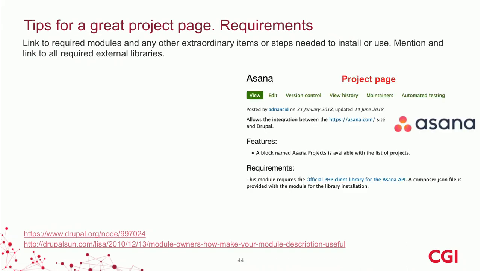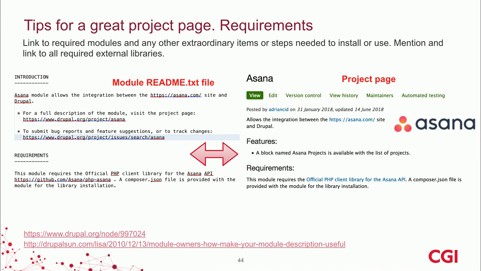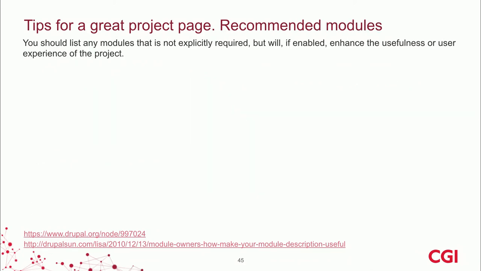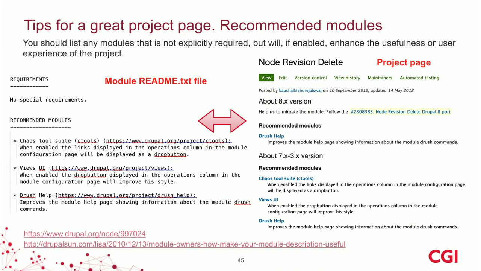The requirement for your module is a section inside the README file. So you only need to go to your README file and copy your requirements, because your module may need, in this case for the Asana project, one additional library. You copy and paste and maybe add a little formatting, and you have your requirements section for your project page. Recommended modules is another section from your README file. So you only need to go to your README file, copy and paste it in the project page.